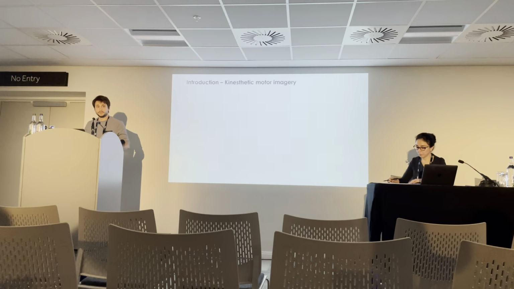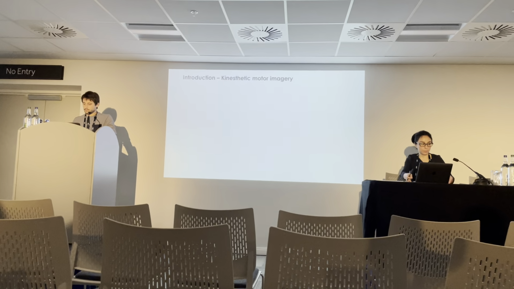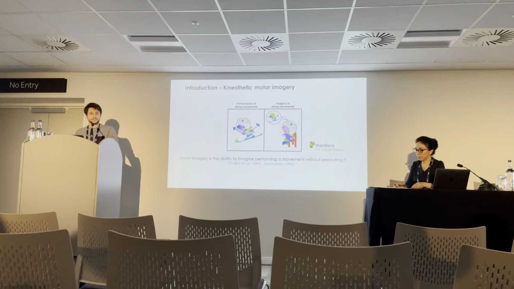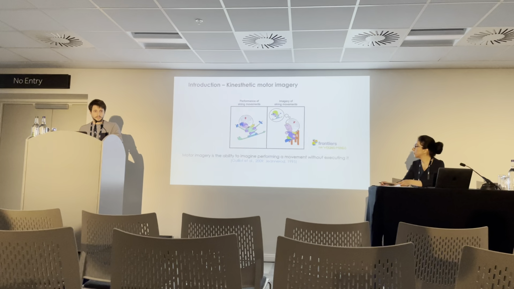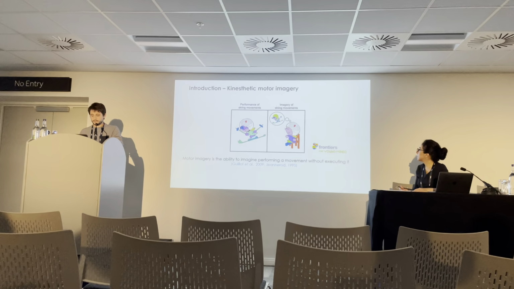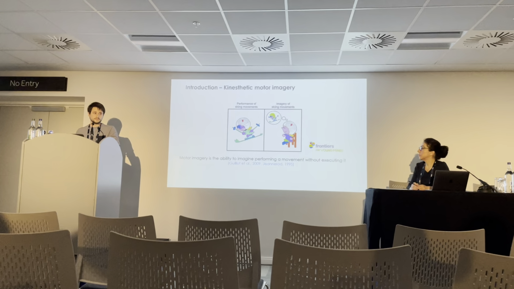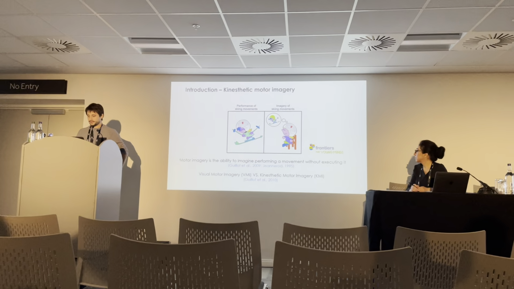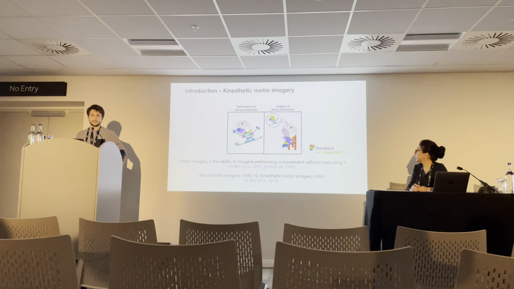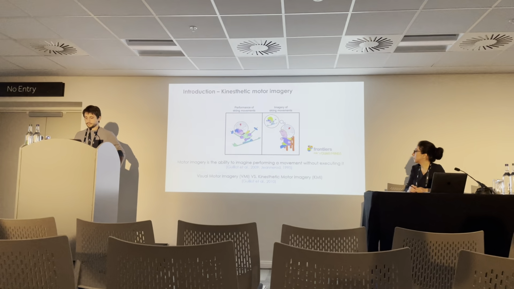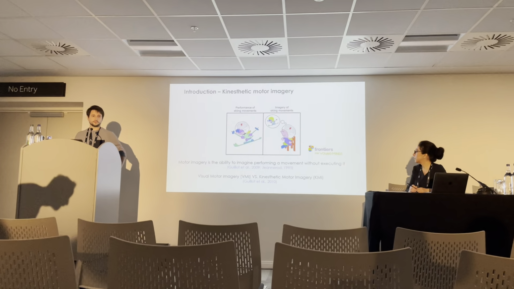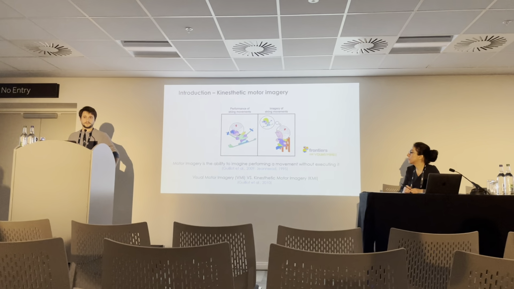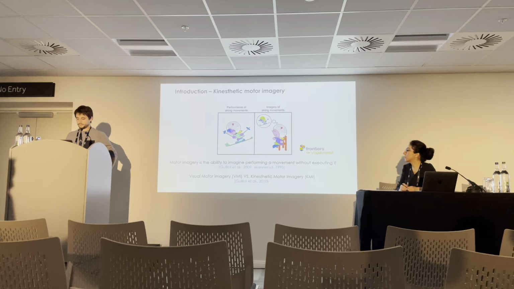First of all, let's begin with the kinesthetic motor imagery definition. As you can see on this picture, motor imagery is the ability to imagine performing a movement without executing it. It's a very complex mental task. In the literature currently, there are two kinds of motor imagery. Visual motor imagery, which is defined as mentally visualizing oneself performing a movement, and kinesthetic motor imagery, which is more focused on haptic sensations, for example proprioceptive, tactile, and kinesthetic sensations felt during the real movement.